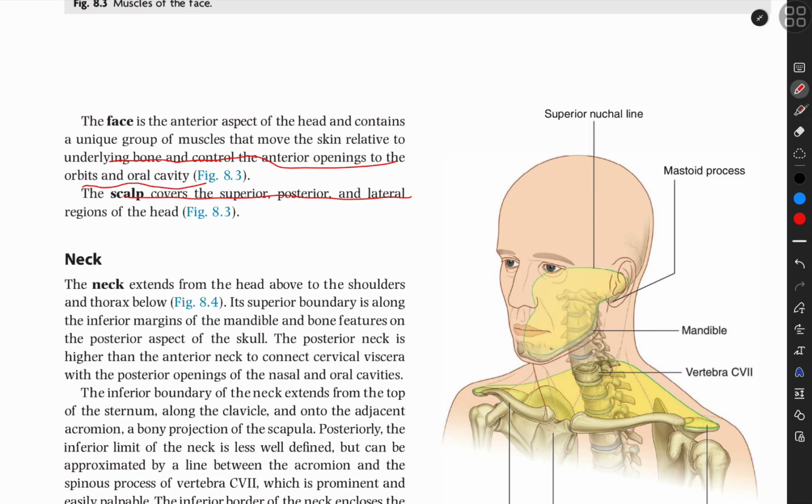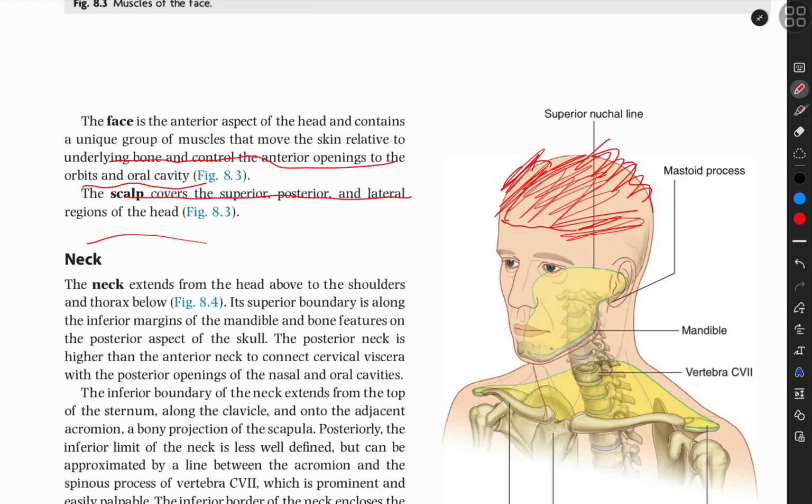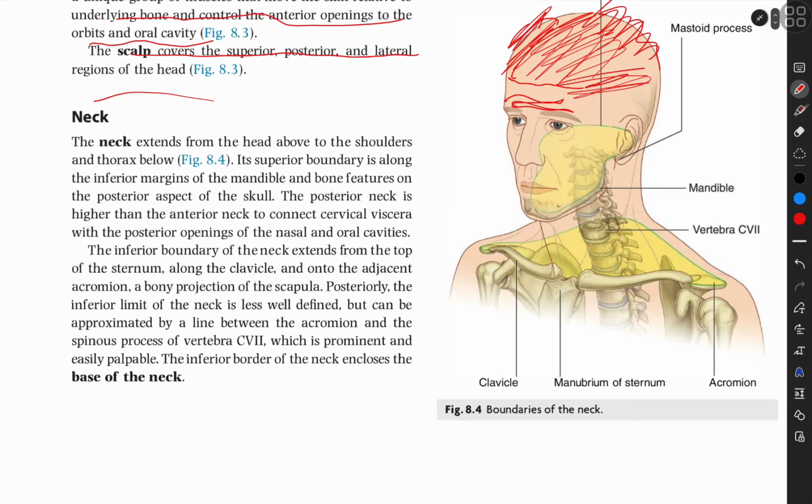Scalp covers the superior, posterior, and lateral regions of the head. So superior region, posterior region, and lateral regions. Oh yeah, but not anterior. So superior, lateral, and posterior. I think anteriorly we do have, but yeah, I think this is superior. Then we come to these muscles, and this is different.